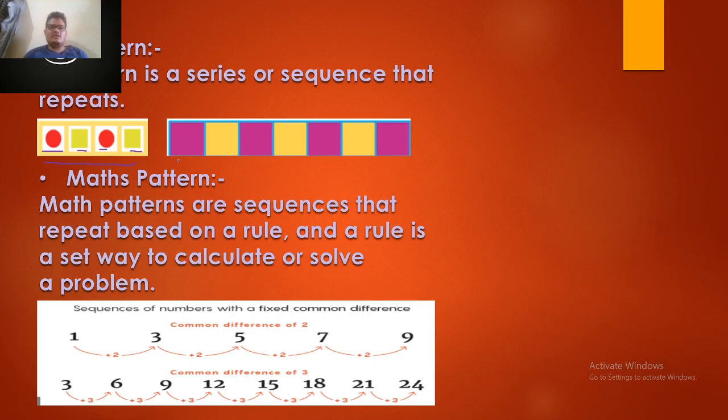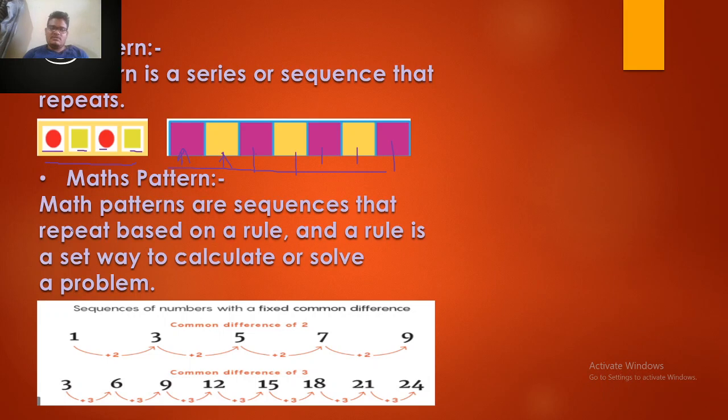In the second example also, the first square has a pink color, then yellow color, then again pink, then again yellow, pink, yellow, pink. Am I right? So this is also a pattern. Now we will discuss the math pattern.